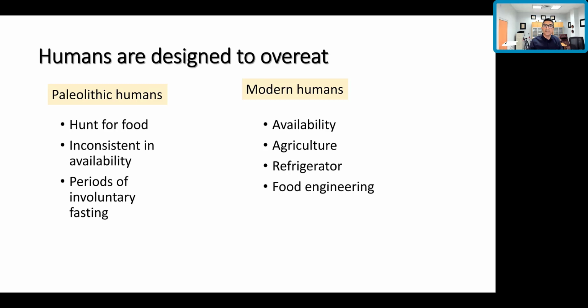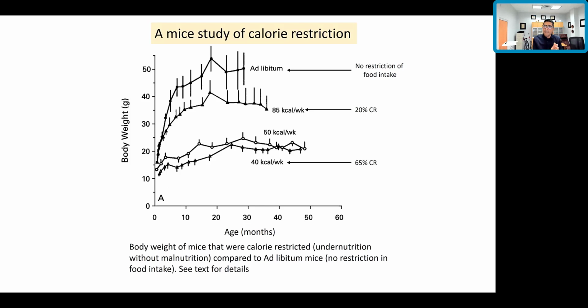So what is the animal data on calorie restriction? Now, this is a study in mice. So this study in mice, a group of mice were taken. And if you look at the top line, and here is my arrow, this group of mice were fed ad libitum. That means that they were given as much food as they wanted. The next group below them, they were given about 20% less calories. So their calorie restriction was by 20%. The third group, which we will just take as the 40 kilocalories per week, they reduced their calories by about 65%.